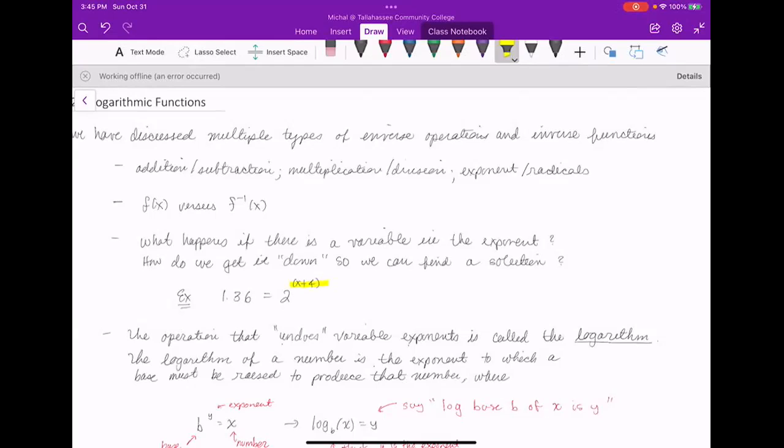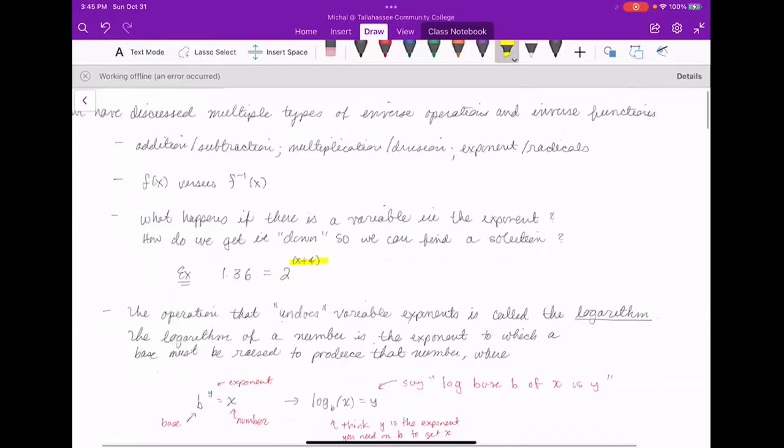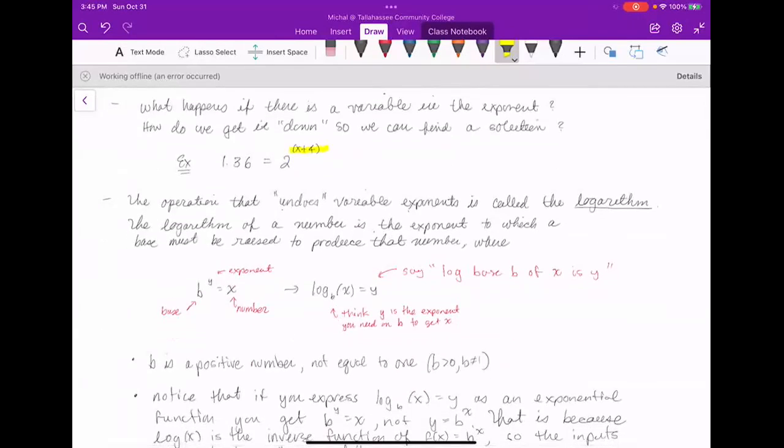So the operation that undoes variables inside of your exponents is called the logarithm. The logarithm of a number is the exponent to which a base has to be raised in order to produce that number. So like if I have b to the power of y equals x, my base is b, y is my exponent, x is my number.